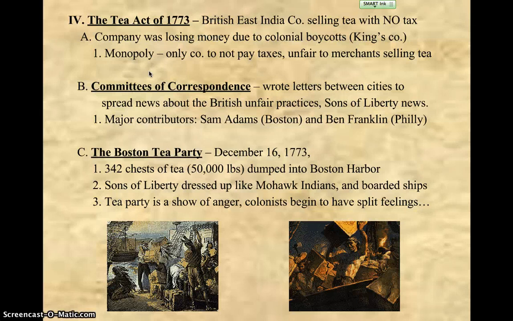Last but not least, you have the Committees of Correspondence. These are men, mostly the Sons of Liberty and other upstanding citizens in the colonies who would write letters back and forth, kind of like old school pen pals. And what they would do is they would write about how unfair the British were being in their colonies.